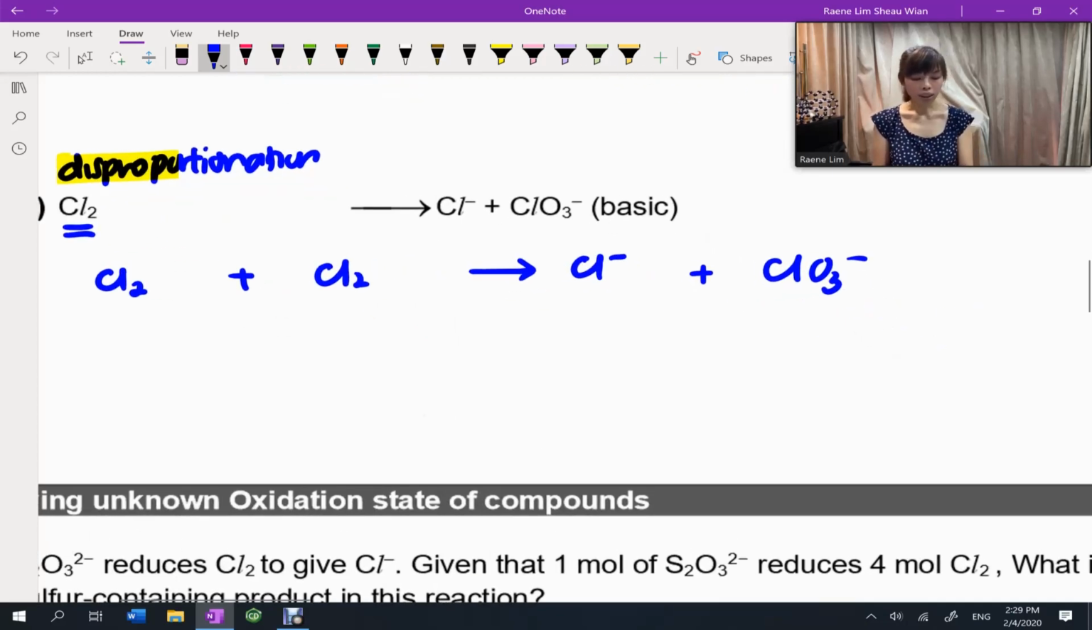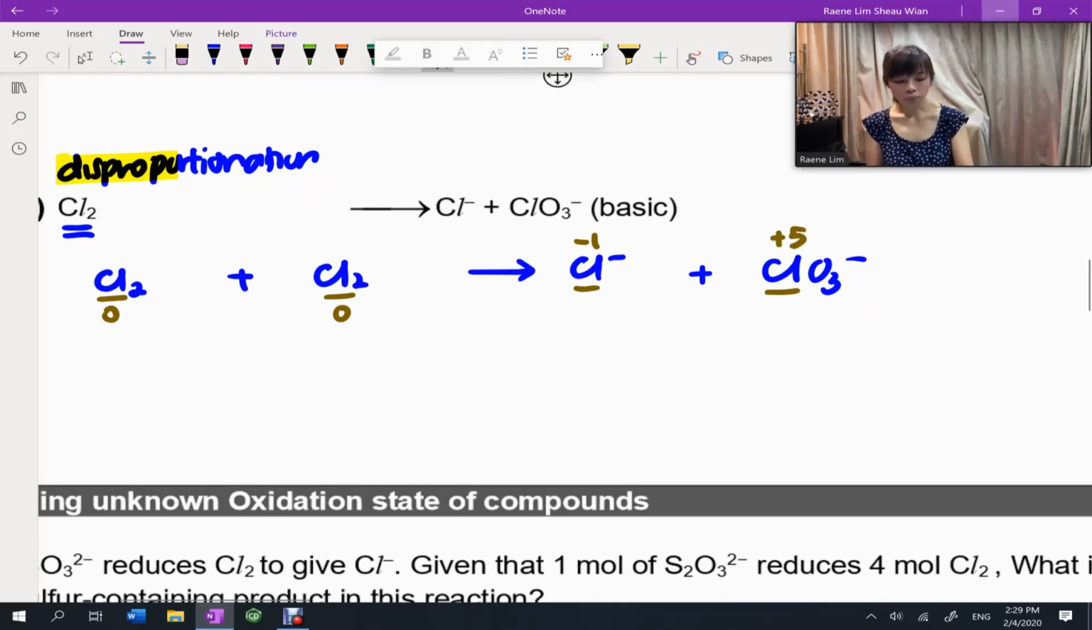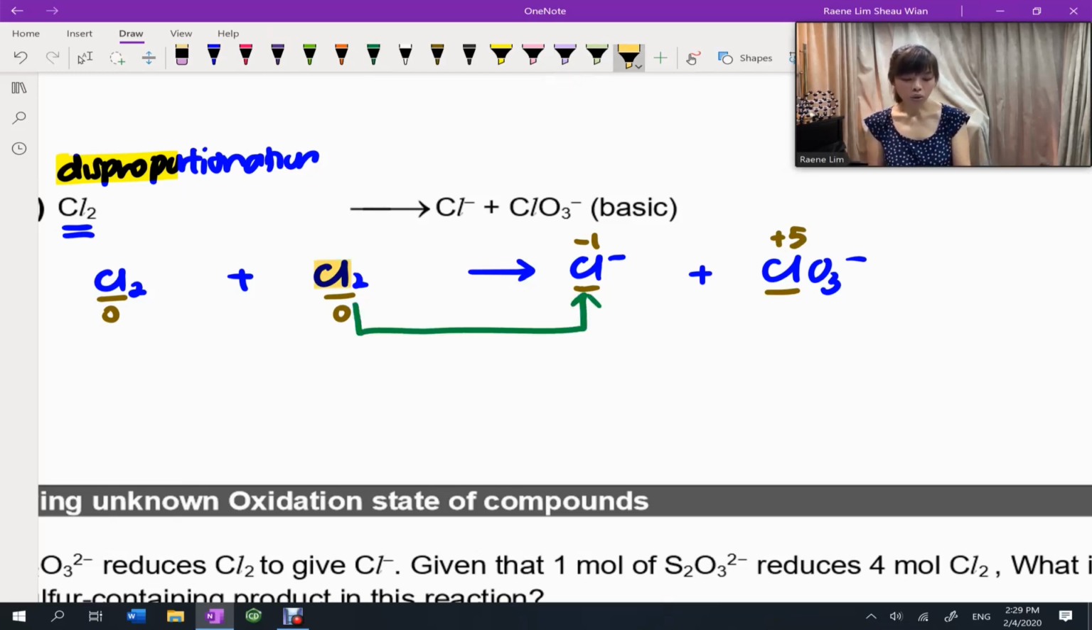Okay, so let's begin. Now, I'm going to count the oxidation numbers. Both of the chlorine will start with 0, and this will be -1, this will be +5. Basically you just need to link each chlorine to one of them, for example, chlorine to chloride. Now bear in mind, the crown atom, chlorine, must be balanced first. So make sure you multiply by 2 first before you start adding the electrons.